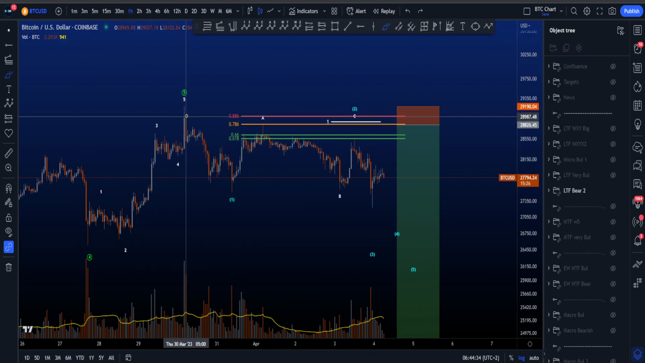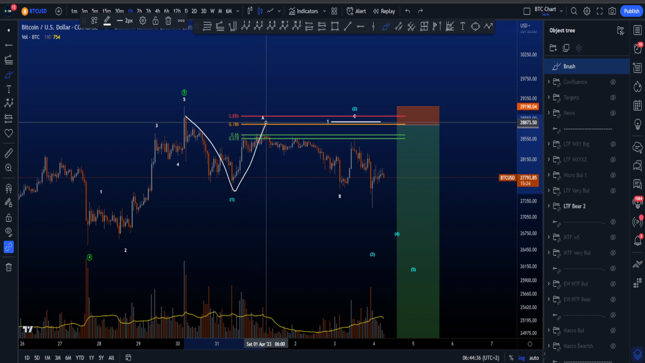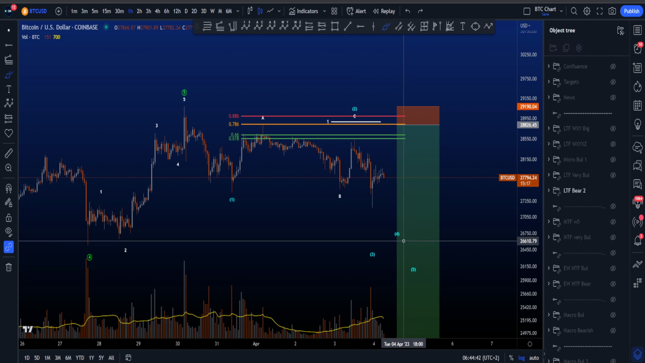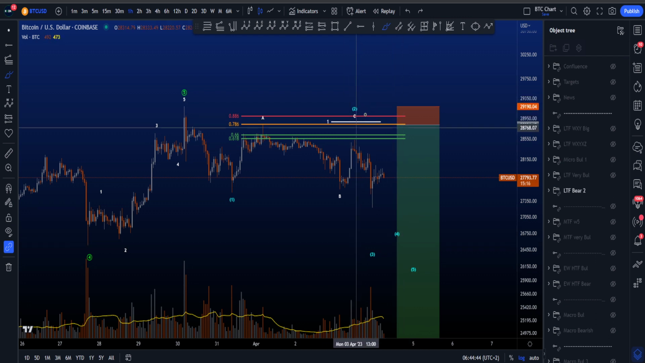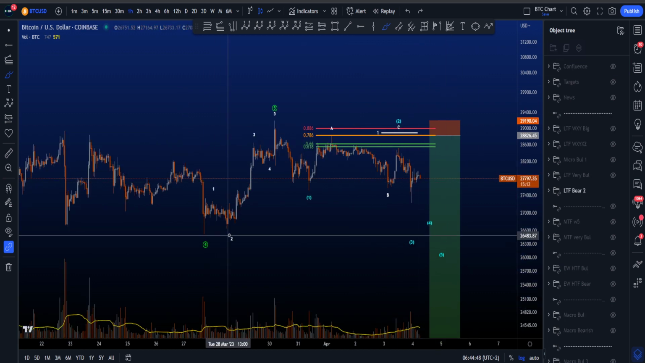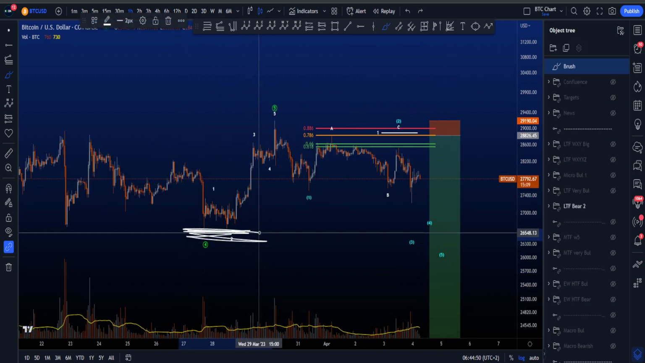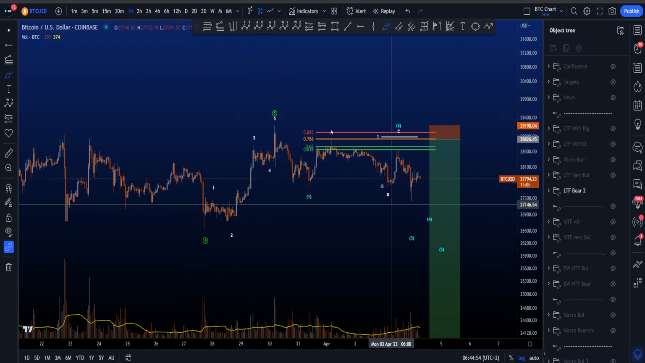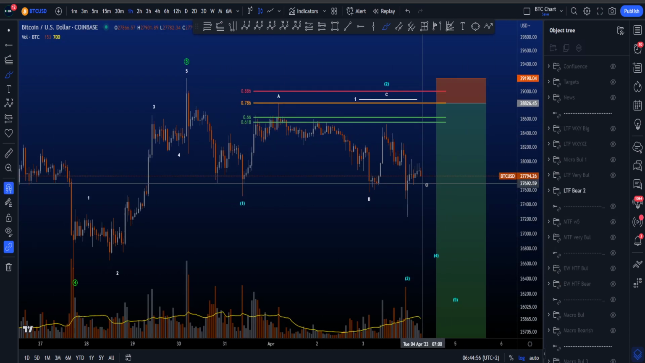Now, of course, it's also possible that this is 1, this is 2, and then we have another some sort of a 1, 2, and eventually a move to the downside. Basically, this scenario is just an impulsive move to the downside wherever wave 2 is going to be. We expect to see a bigger wave 3 to the downside, at least taking these lows. That is most important. These lows have to be taken for this scenario to be valid.